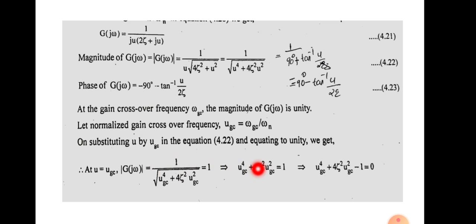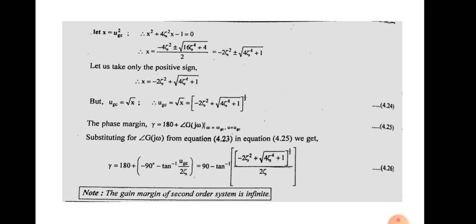So we can rearrange this equation and we will get UGC raised to 4 plus 4 epsilon square into UGC square minus 1 equal to 0. For solving this equation, we are making a substitution x equal to UGC square. So this equation will become x square plus 4 epsilon square x minus 1 equal to 0. This is similar to ax square plus bx plus c, so its solution can be found by x equal to minus b plus or minus root of b square minus 4ac, by 2a. If we substitute for a, b and c, we will get x as minus 2 epsilon square plus or minus square root of 4 epsilon raised to 4 plus 1.